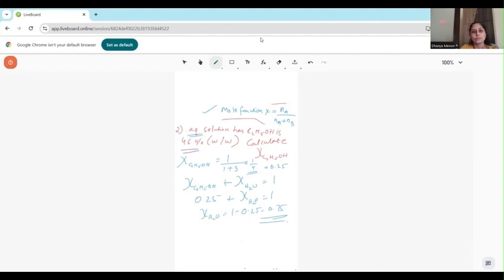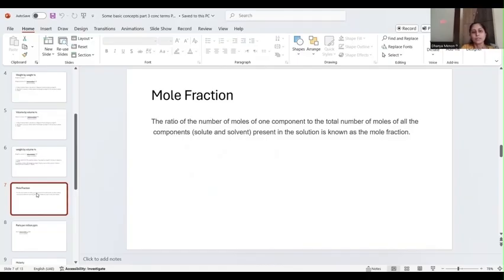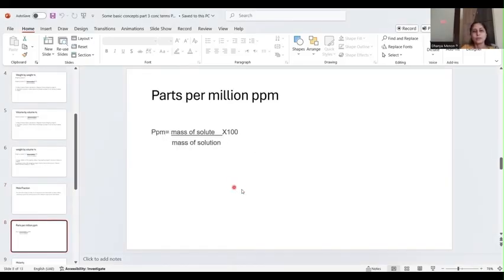So this was our mole fraction. Okay. We have done this. We did some questions also based on this. Now coming to the next concentration term, which is called parts per million.